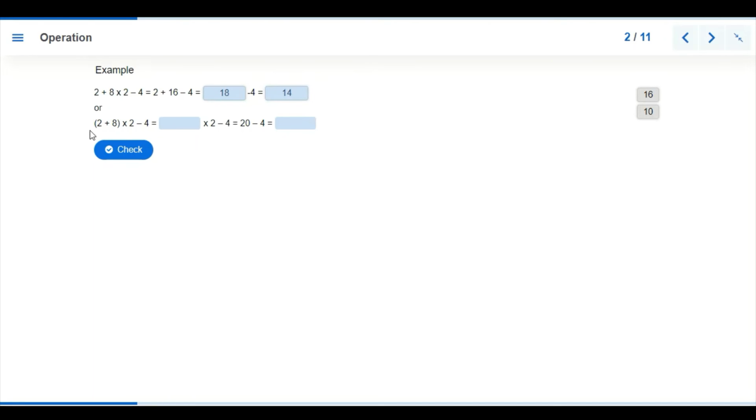Now, if you look at the other way around, we have 2 plus 8, that is 10. So let's have our 10 here. 10 times 2 is 20. Then 20 minus 4 should give us 16. So we have two ways around this type of solution. We have the first solution when we don't have it in brackets, and we have the other one when we have it in brackets.